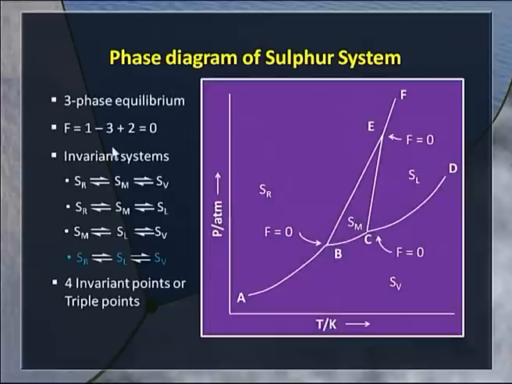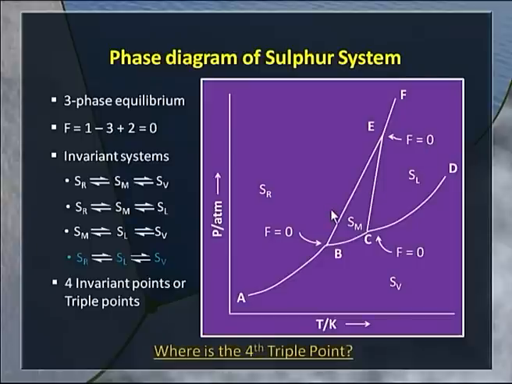Now, 3 phase equilibrium. When there are 3 phases, the number of degrees of freedom becomes 0. The system is invariant. We can recognize rhombic monoclinic vapor, rhombic monoclinic liquid, monoclinic liquid vapor, and rhombic liquid vapor. We expect 4 invariant points. These are the 4 triple points in the sulfur system: 1 rhombic monoclinic vapor, 2 monoclinic liquid vapor, and 3 rhombic monoclinic liquid.